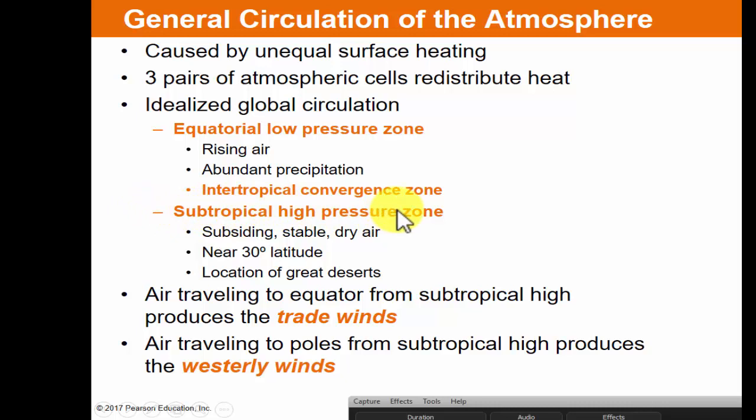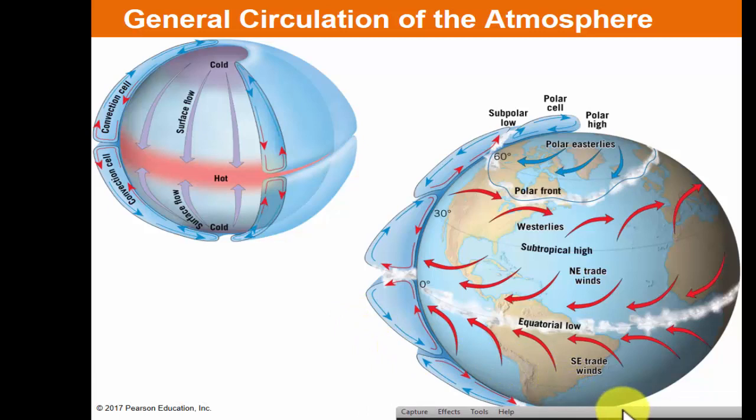All right. Then the air traveling from that 30 degree north latitude back south to the equator creates the trade winds, and the air traveling from that 30 degrees north latitude back toward the pole creates our westerlies. And this is what this looks like. This is two different models. This right here is that idealized model of the atmosphere that I drew for you.